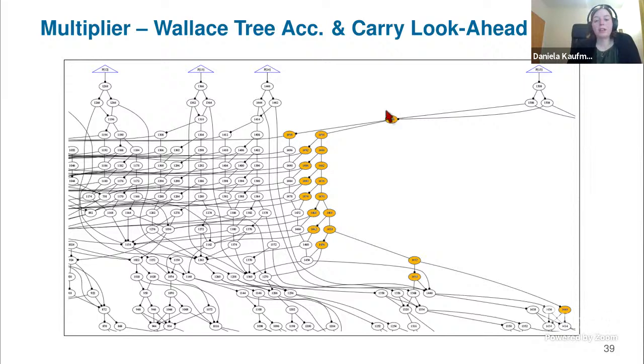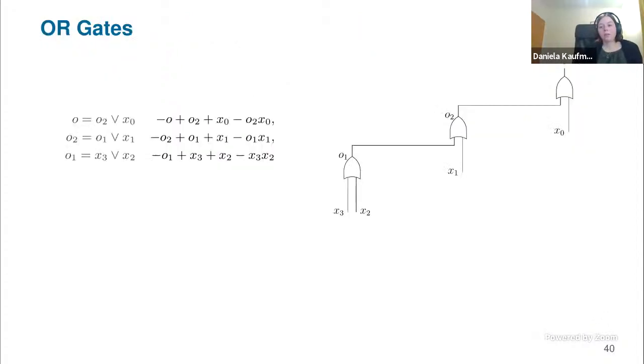And in fact, this sequence represents a sequence of OR gates, and this sequence of OR gates is what makes it so hard for computer algebra. And the reason is the polynomial representation of the OR gates.